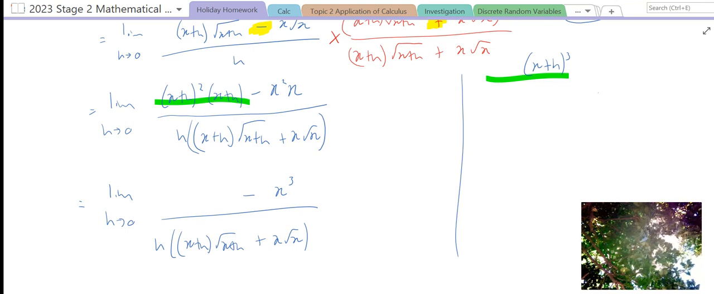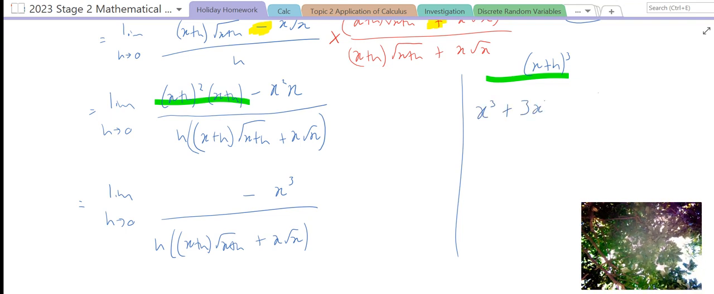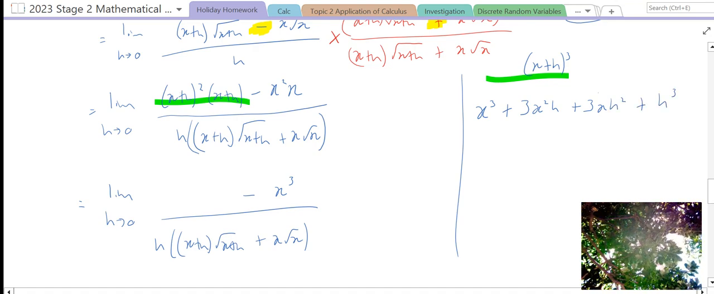And if you're feeling really fancy, you can do binomial expansion here. So that's part of the reason we did it in year 11, so you have it as a trick up your sleeve. And binomial expansion looks like this. x to the 3 plus 3x squared h plus 3xh squared plus h to the power of 3.